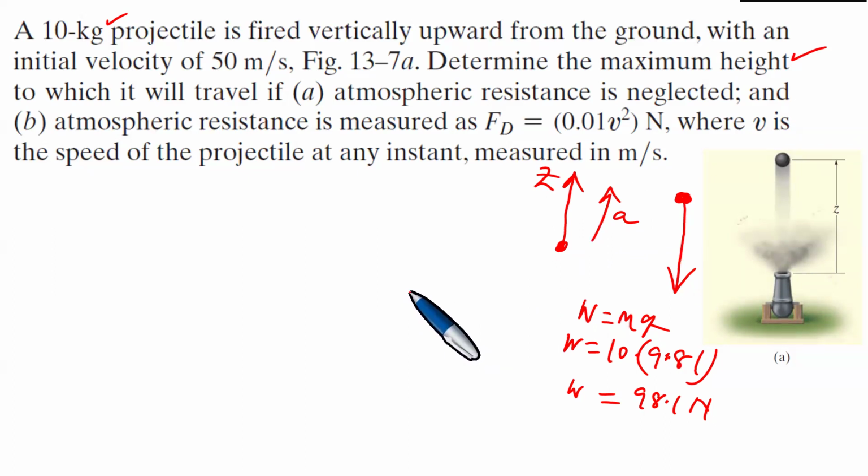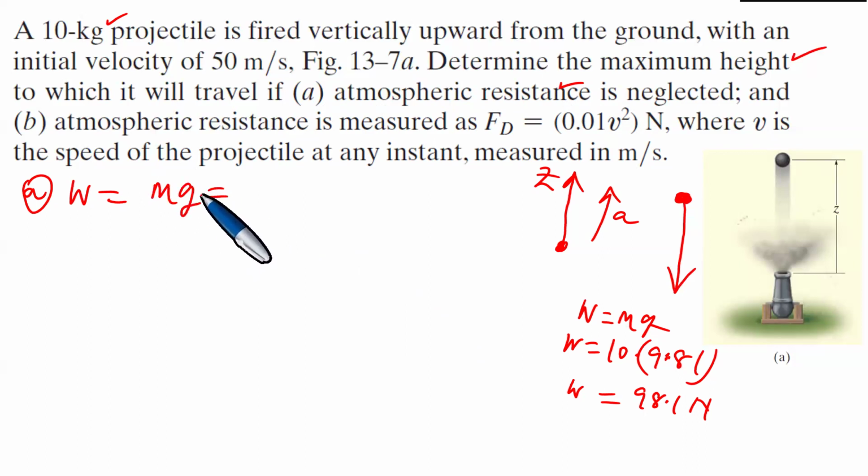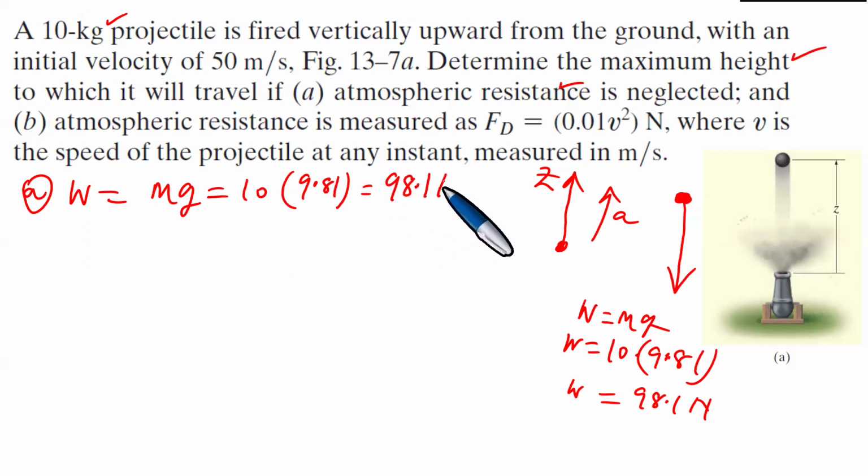Now, what is the meaning of all this here? Because in the first case, we're dealing with A, where atmospheric resistance is neglected. Okay, so our solution is going to be written like this. The weight is mg, and the mass is 10 kilograms multiplied by 9.81, which is 98.1 newtons of weight.